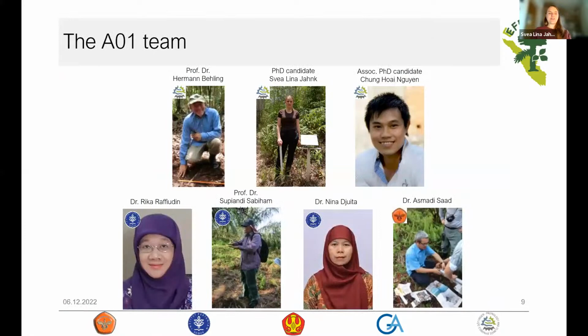So here again, the A01 team. So you actually also see some faces. So our principal investigator, Professor Behling, myself, Chung, and our counterparts from Indonesia.